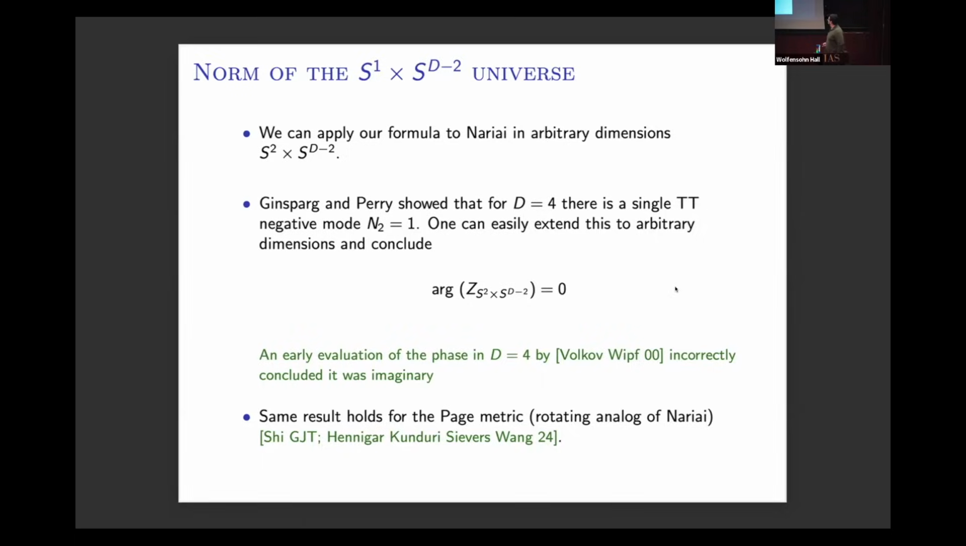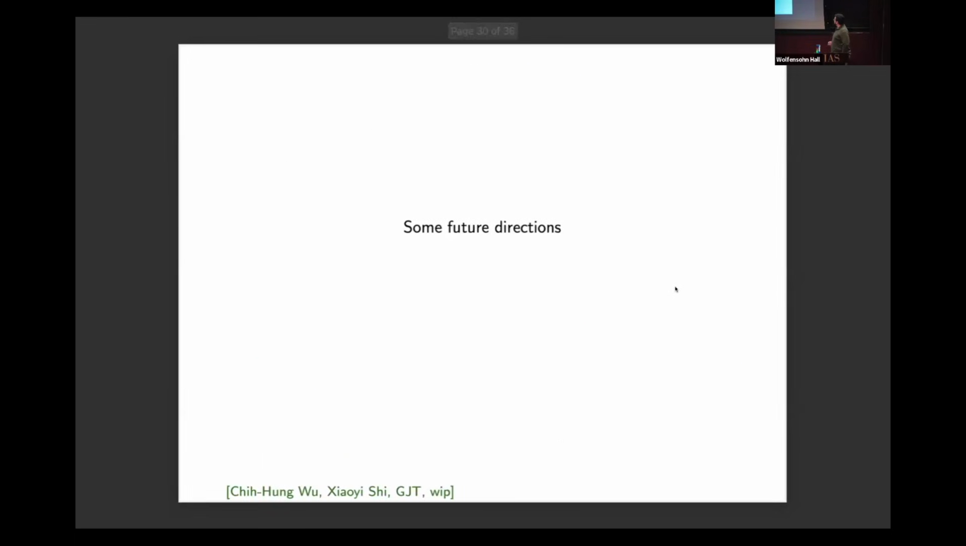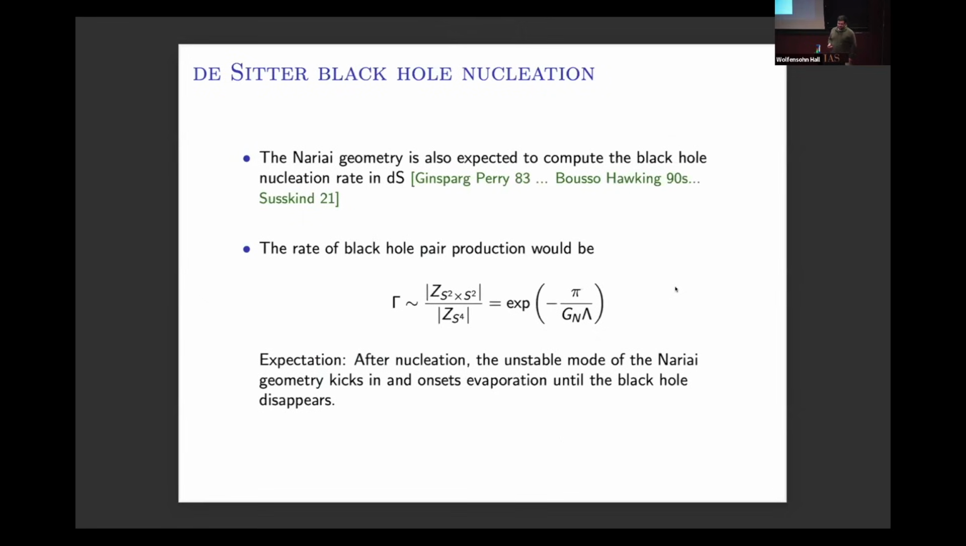Okay, so in the last few minutes, I will discuss some future directions with Qihong Wu and Xiaoyi Shi, which concerns a different interpretation of the Nariai geometry as nucleating black holes. This was actually the original interpretation of Ginsparg and Perry, and it was also extended in several papers of Bousso and Hawking from the late 90s. And there was also a nice paper by Susskind a few years ago about the role that the Nariai black hole can play in de Sitter.